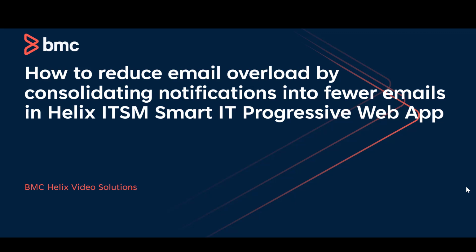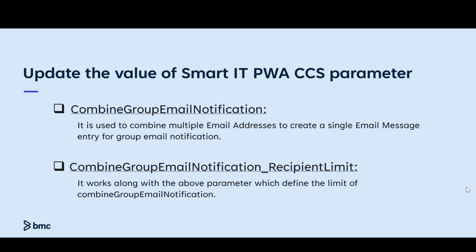Typically, customers utilize alerting tools and integrations with various applications, which can lead to the creation of thousands of tickets within the Remedy application every day. This results in the frequent dispatch of numerous notification emails, placing a significant load on the Remedy application. By using these two centralized configuration parameters, we can achieve our requirement: combine group email notification and combine group email notification recipient limit. In my demo, I will show you how to manage this issue.